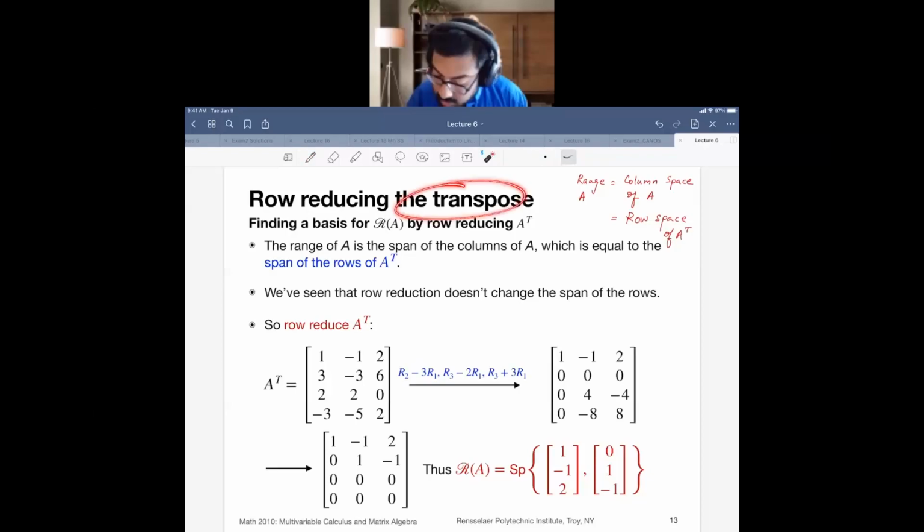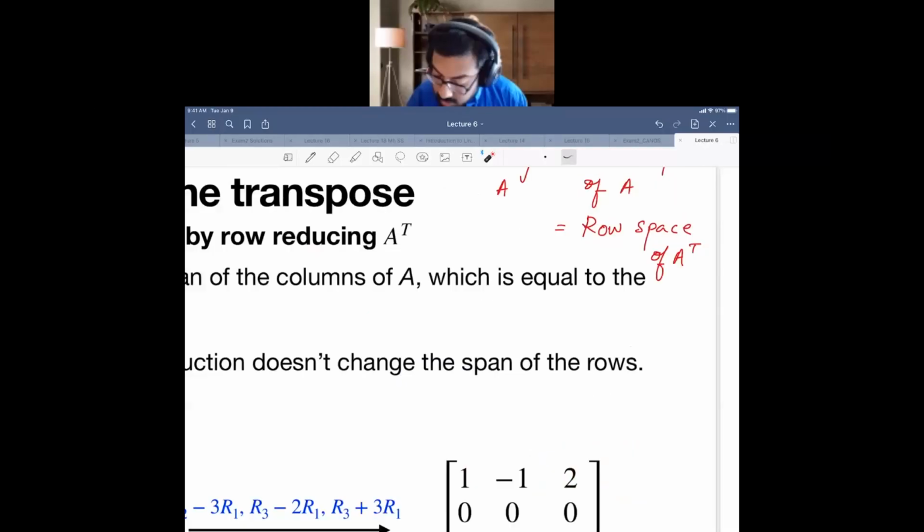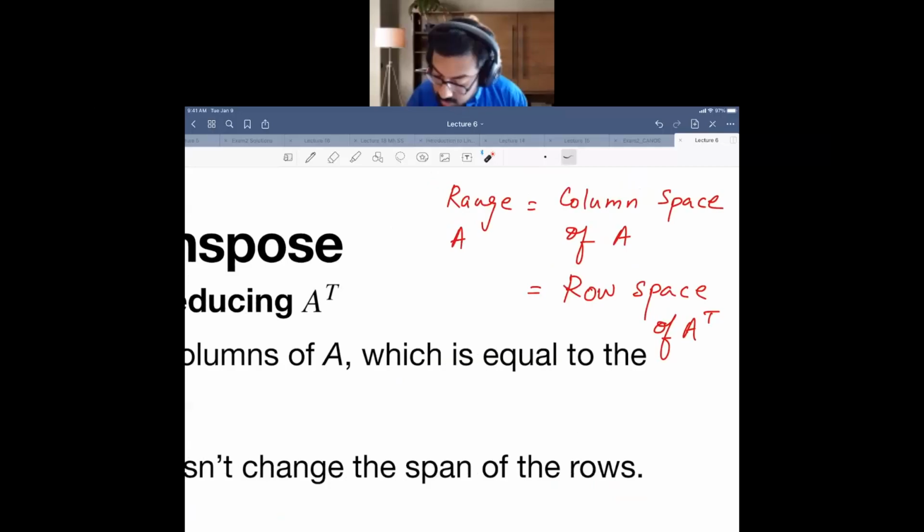So that's what we are doing here. We are looking at the transpose. Instead of finding the basis of A directly, we were trying to go for the basis of range. Basis of range can be the basis of the column space of A, or it can also be the basis of row space of A transpose. So we are looking at this particular strategy over here. The range of A is the span of the columns of A, which is equal to the span of the rows of A transpose.